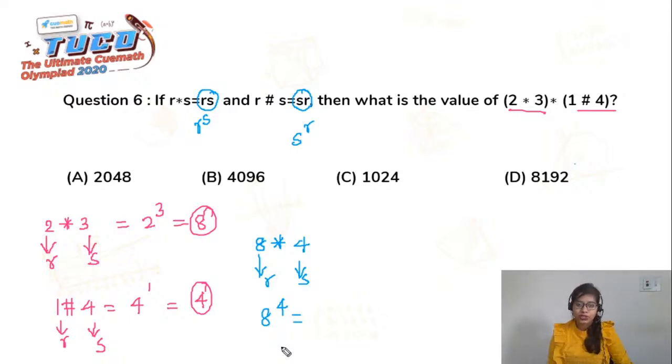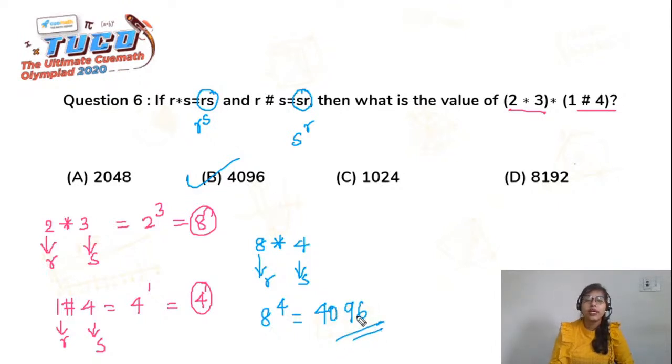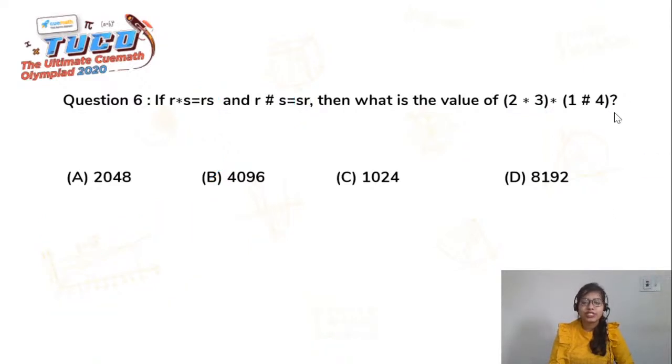How much is the value of 8 to the power of 4? So it is nothing but 4096. Okay. I hope this question was clear to all of you. Now with this, we are going to quickly move ahead with our advanced level questions for today.